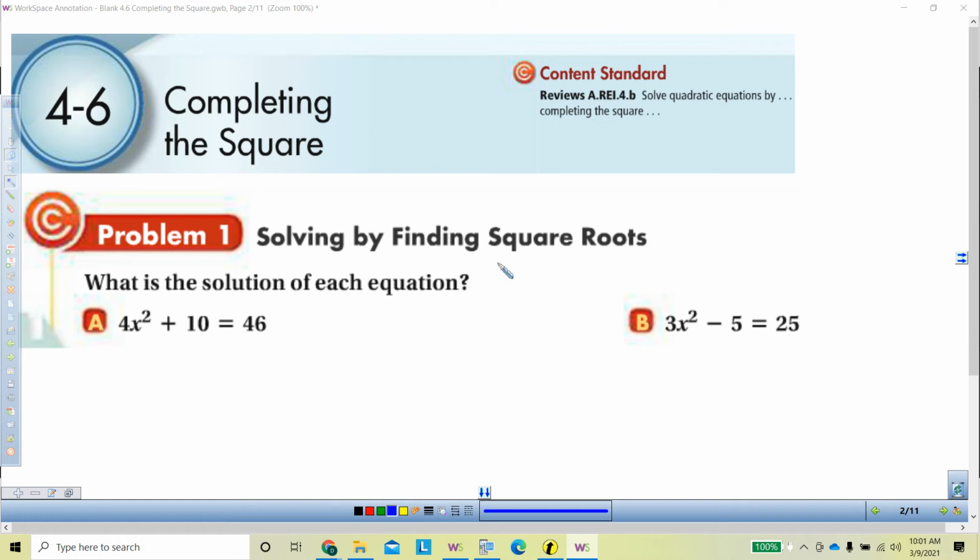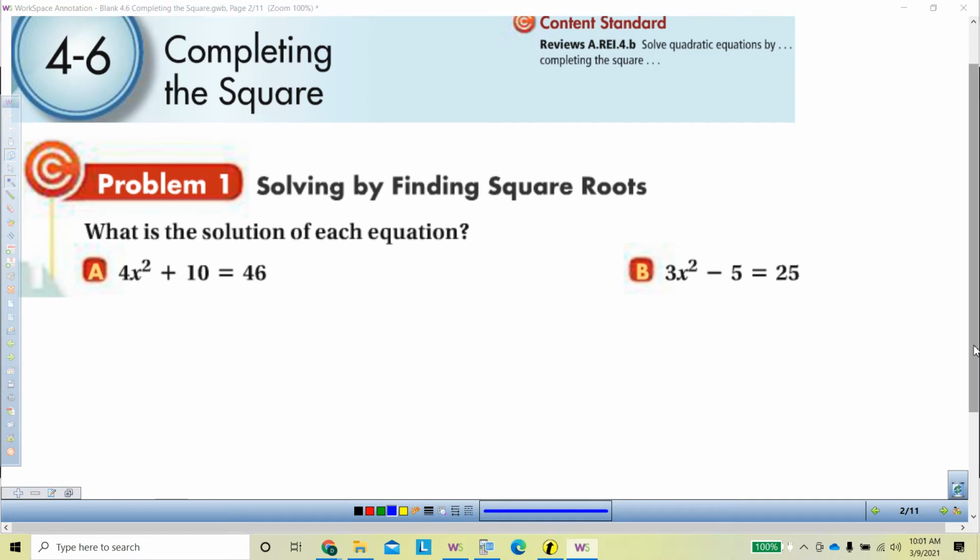Today we are doing 4.6, completing the square. Now, of course, these first two problems have nothing to do with completing the square, or a very loose connection. So, if we're looking at this, we're reading the directions. What is the solution of each equation?